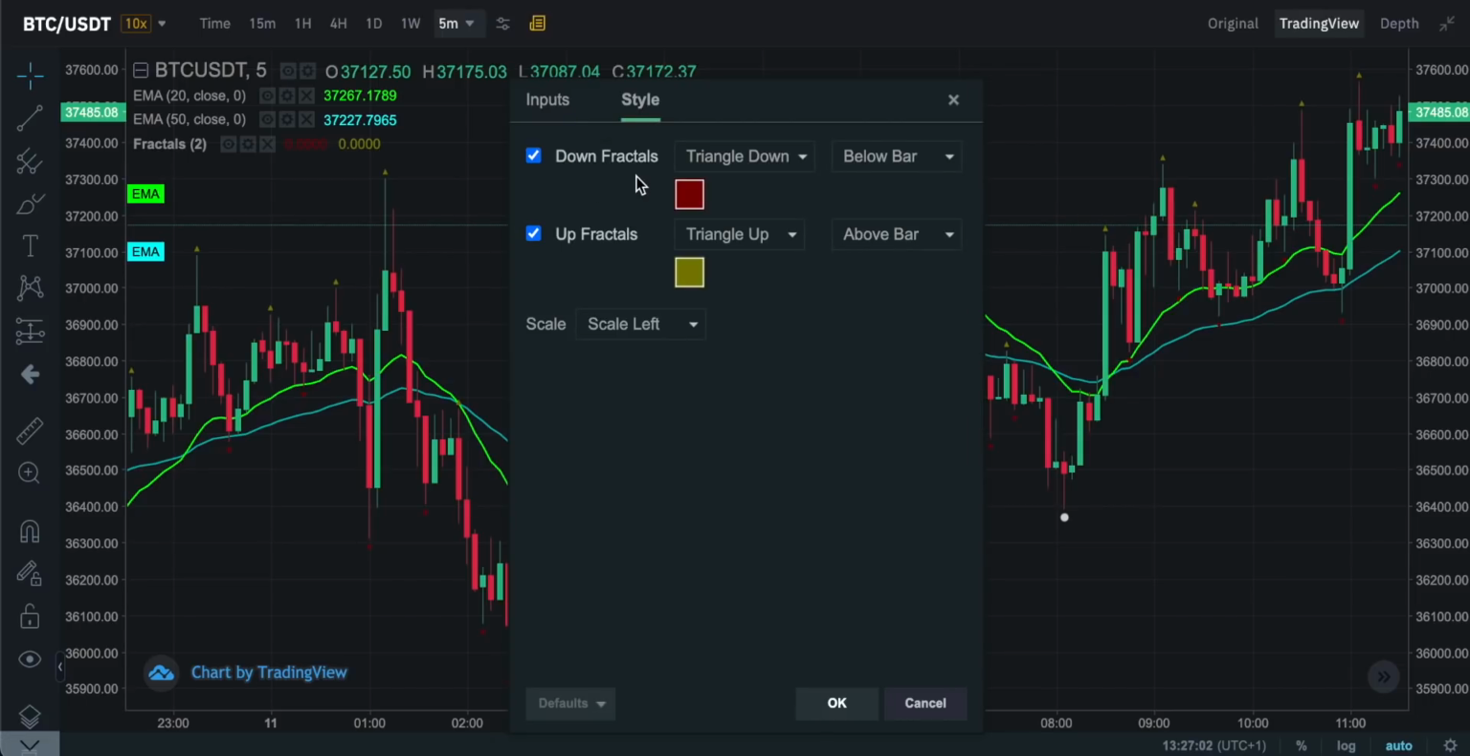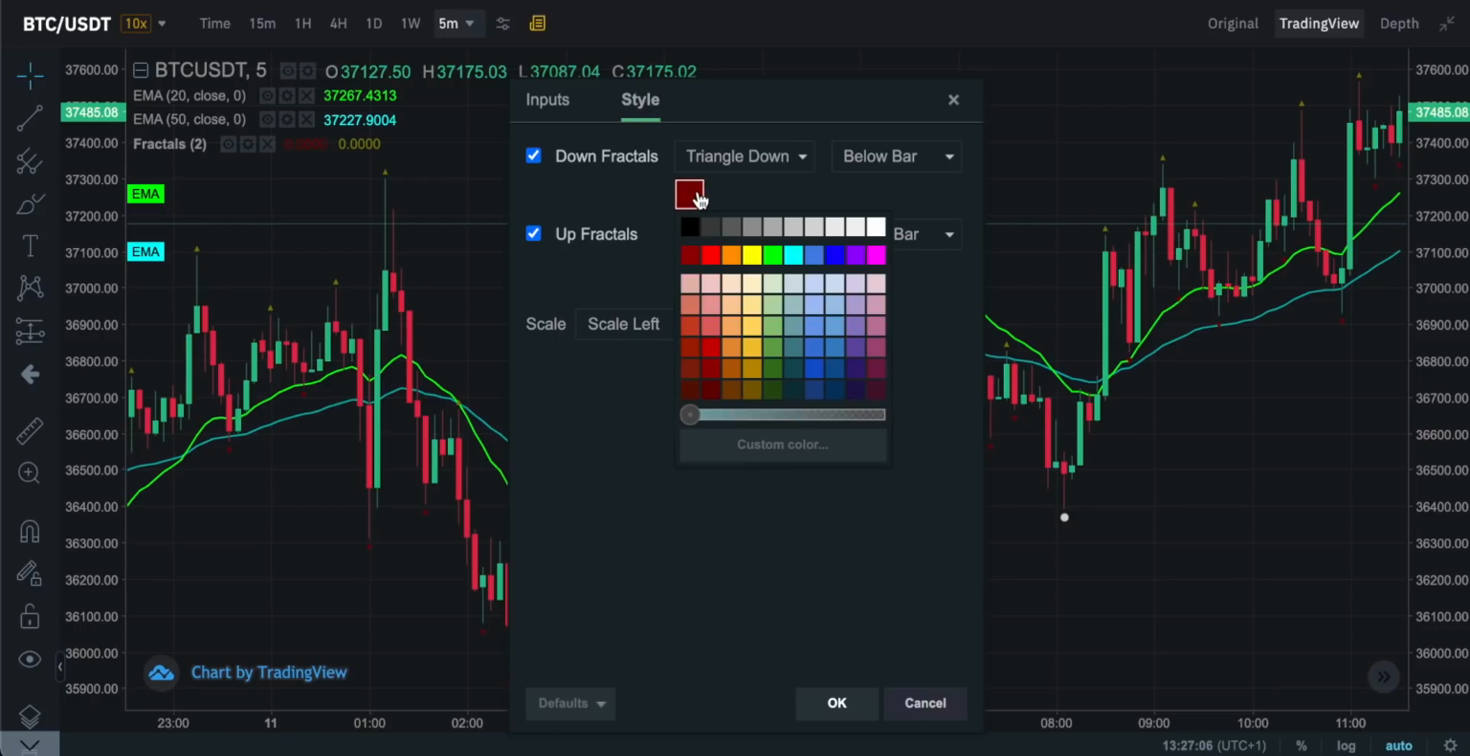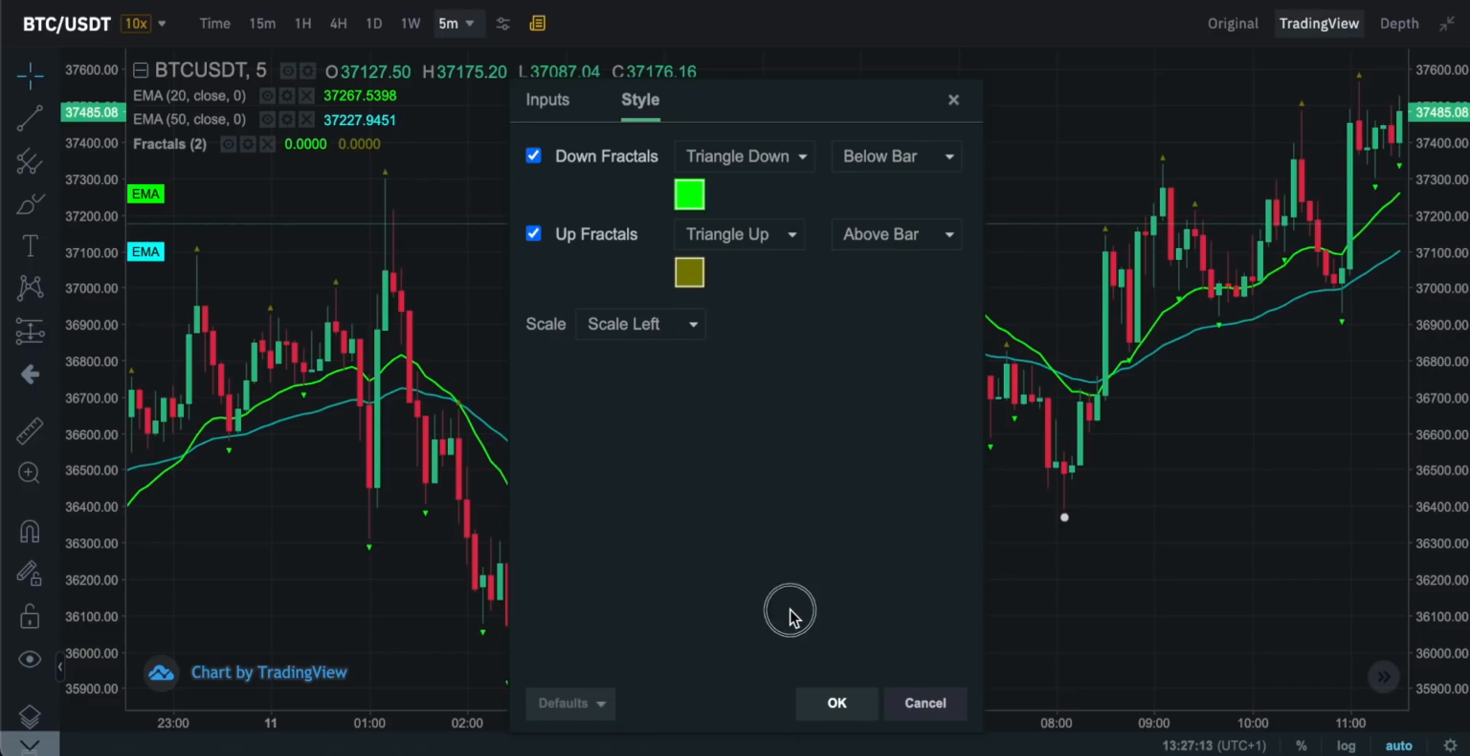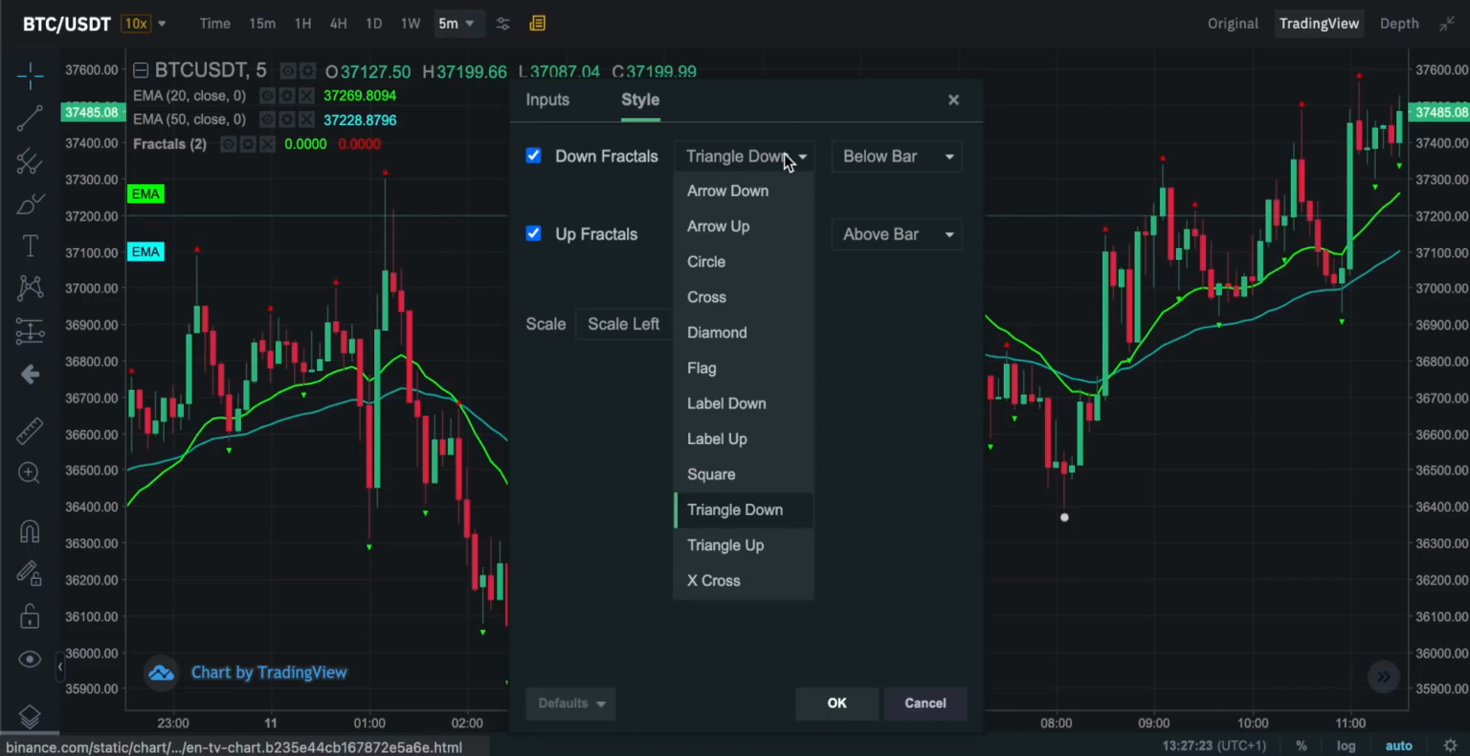I personally change this quite a lot. Initially, the down fractals are in red. I actually want to change this to green and you'll find out why in a second. When it comes to the up fractal, I want to change this to red. And now we have green and red telling us exactly what's happening. I also want to change the triangle. Instead of a triangle down, I want to change this to a triangle up.